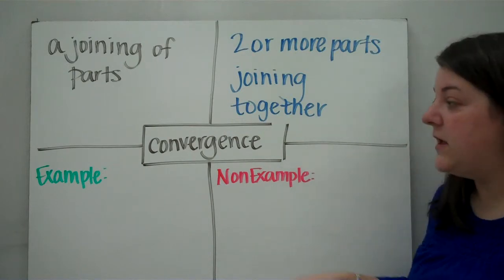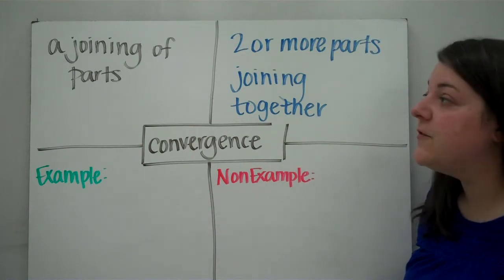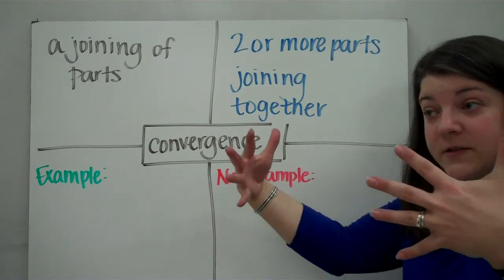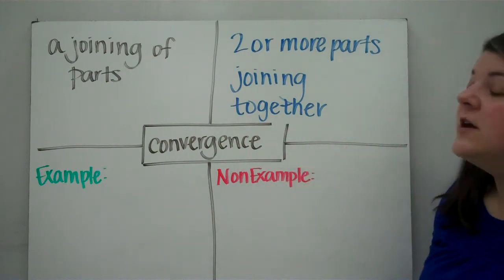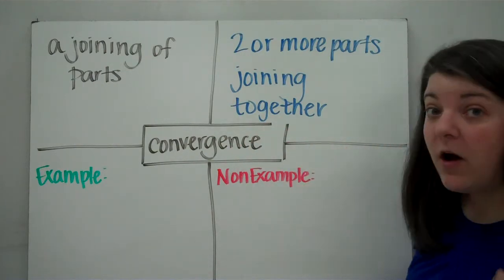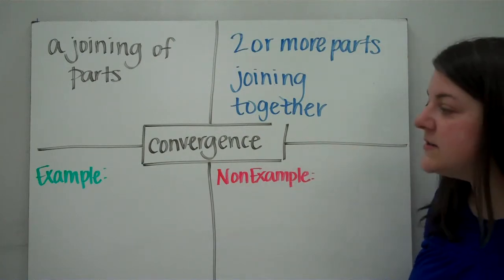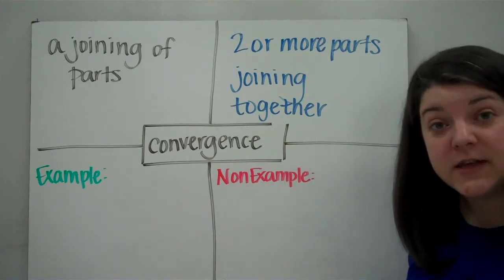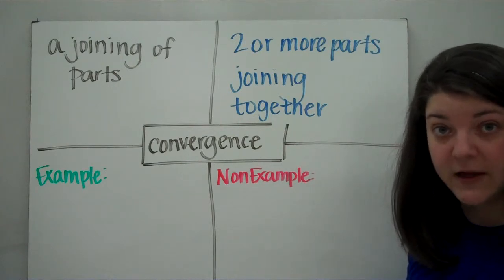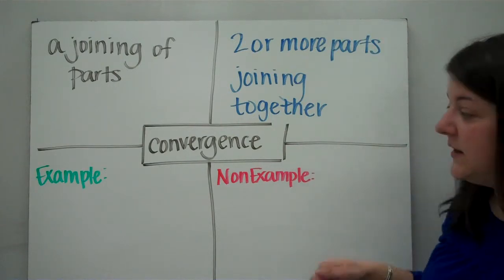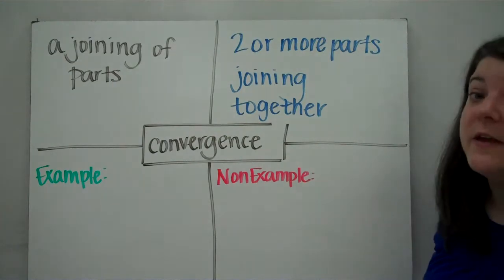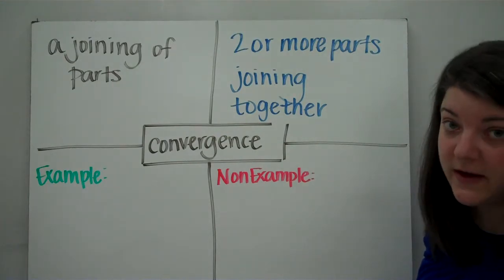Our next word for the week is convergence. Convergence means a joining of parts. They're going to come together. So at least two, but up to 1,000,000 parts joining together. So give me an example of things that join together in your life that create a convergence. Now give me an example of something that will not converge with anything else.